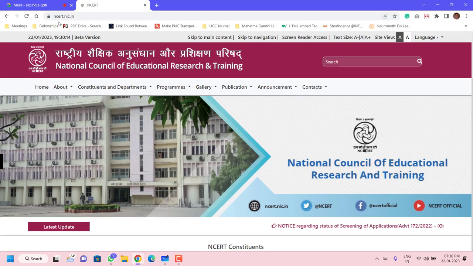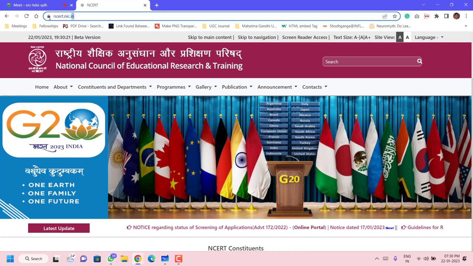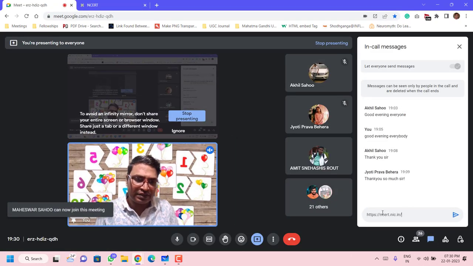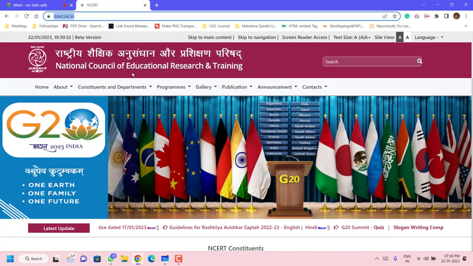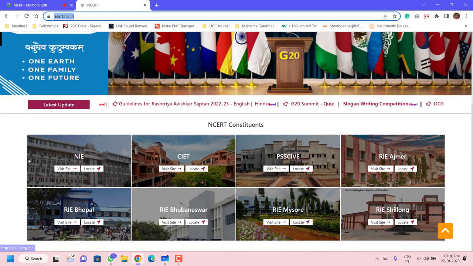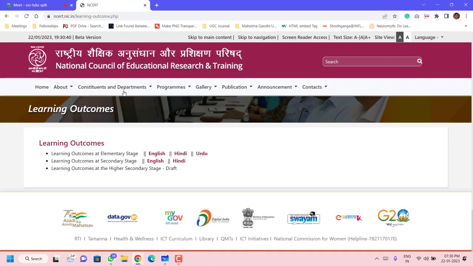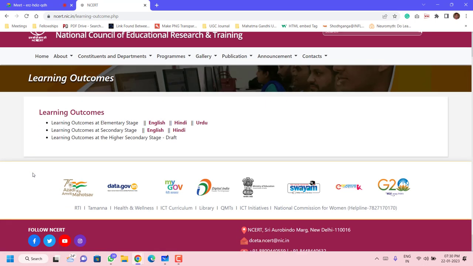When you open the NCERT website, the address is ncert.nic.in. For your convenience, I am also pasting it in the chat box, so you don't have to struggle to Google it. Okay, so this is the NCERT website, and when you go down here, you will find learning outcome. You just go here and you will find three learning outcomes are available.